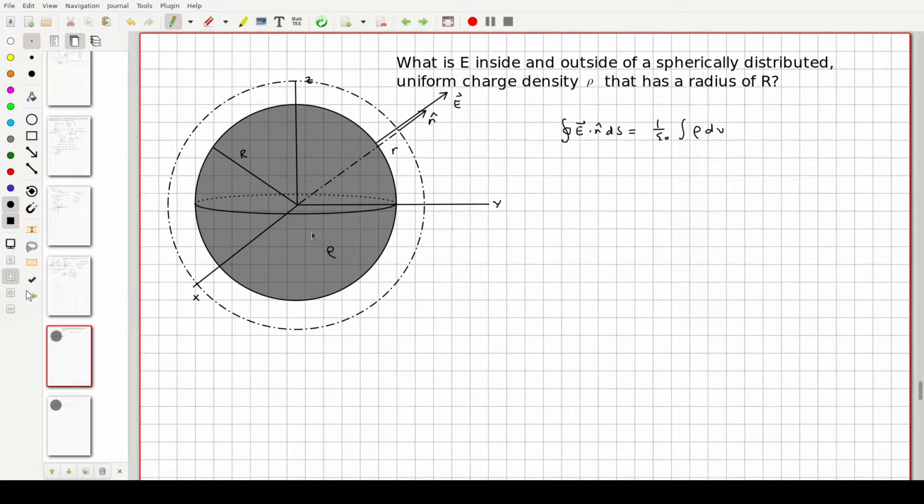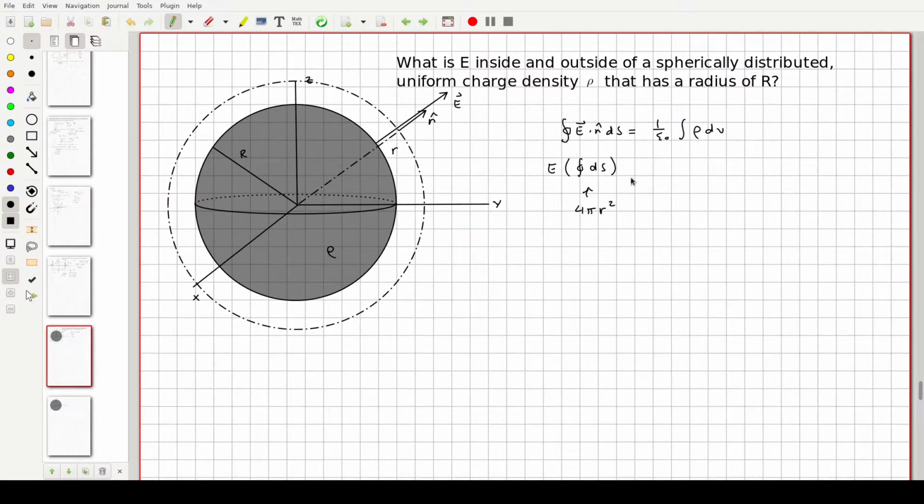Spherically symmetric distribution of charge, spherical surface centered on that. The electric field in magnitude is going to be the same at all points on the surface that I drew. So what that means here is that E dot n hat is just the magnitude of E, and the magnitude of E is constant. I can pull that out. So I'm stuck integrating over a closed surface, the integral of dS, which we know is 4 times pi times the radius squared, 4 pi r squared.